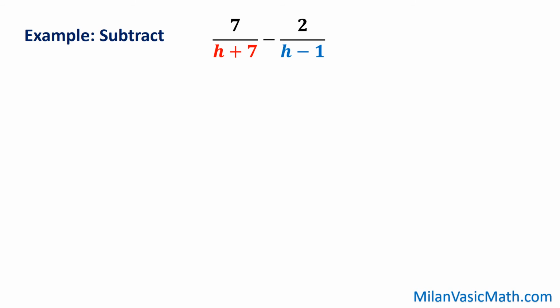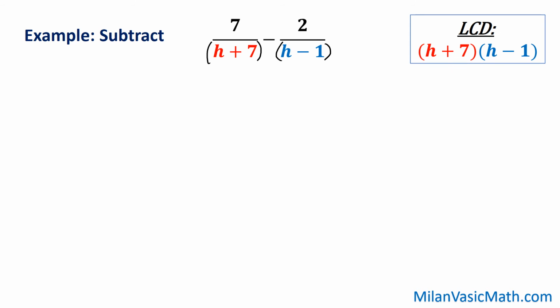Okay, here's another one. Now, here, both of the denominators are quite different. All right, well, based on that rule before, I could just multiply the denominators, and that's going to give me a common denominator. In this case, it's actually the least common denominator as well. So both denominators need to have an h plus 7 times an h minus 1.